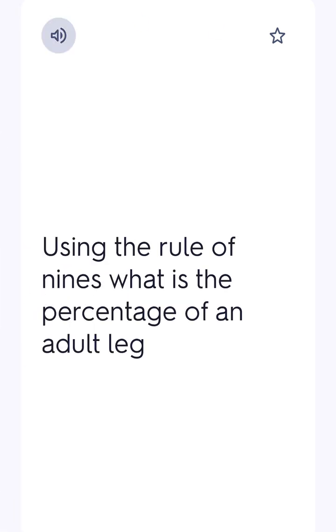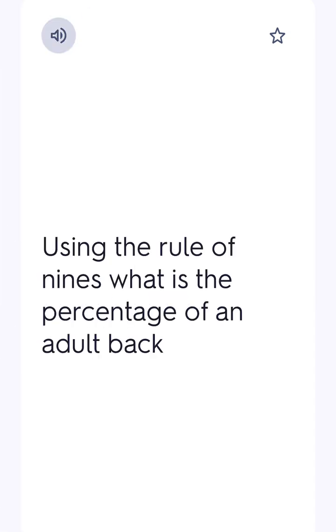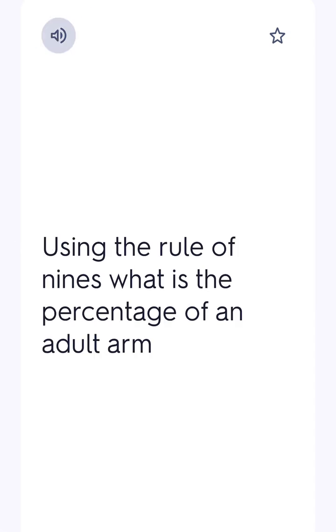Using the rule of nines, what is the percentage of an adult leg? 18%. Using the rule of nines, what is the percentage of an adult back? 18%. Using the rule of nines, what is the percentage of an adult arm? 9%.